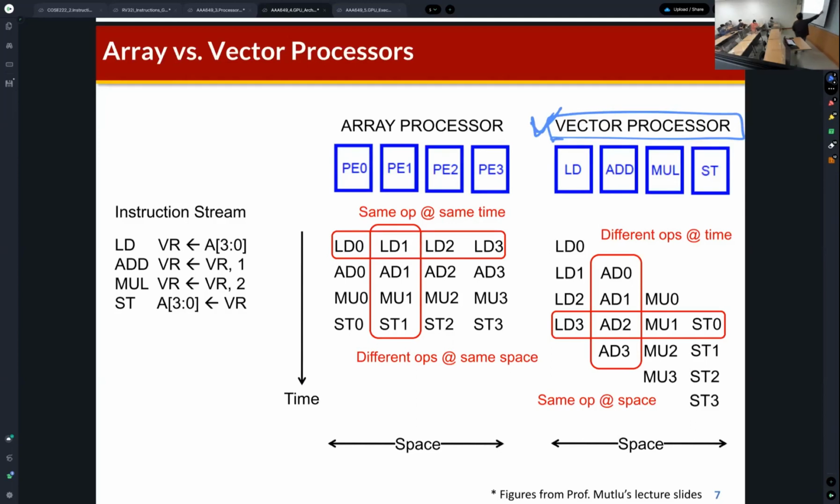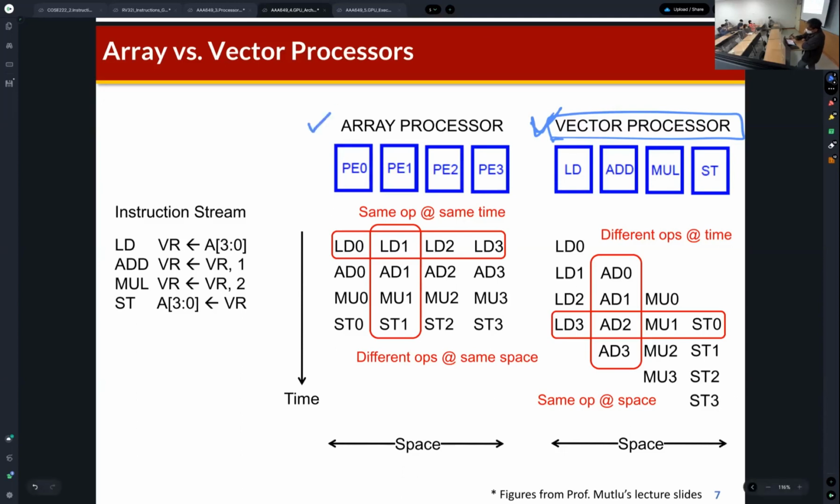In the vector processor, the instructions are executed like this. The first instruction is load, then the second is add, then multiply, and store. The load instruction executes the first element of the vector register. Then in the second clock, the load instruction executes the next element, element number 1 of the vector. In the same clock, the add engine can execute the first element of a vector. So this is the vector processor.